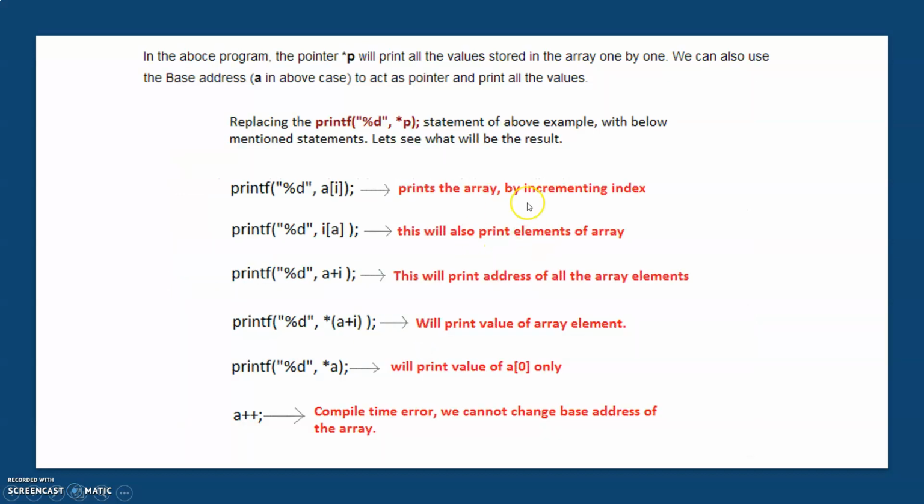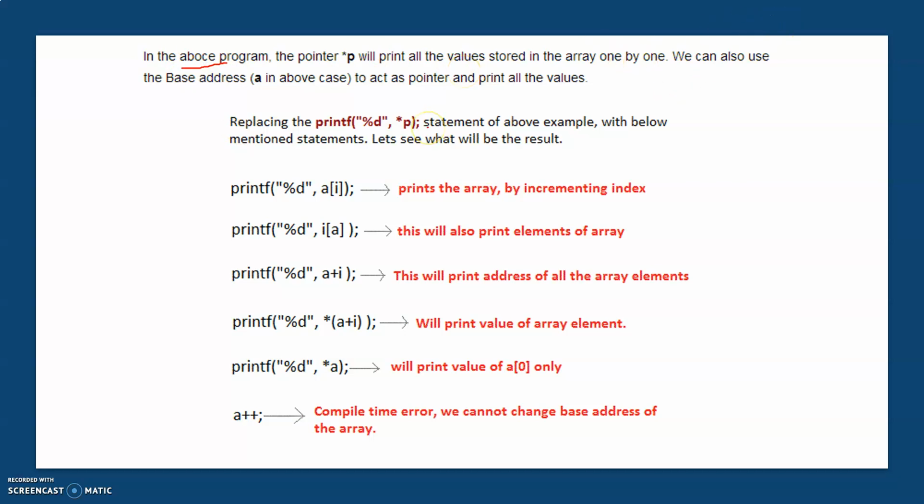Now in this program I have given, there is a wrong word present. In the above program the pointer *p will print all the values stored in the array one by one.